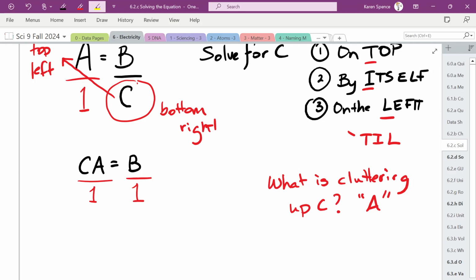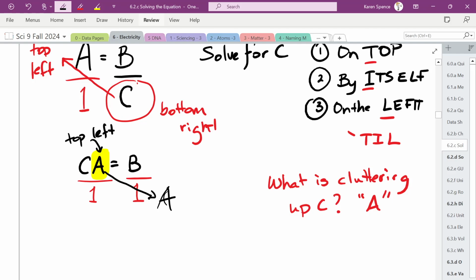Okay, so we want to get rid of A from the left-hand side. And if we move it to the right-hand side, which direction do we need to move it? It is on the top left. Where does it need to go? To the bottom right. Whoops, that's an A.